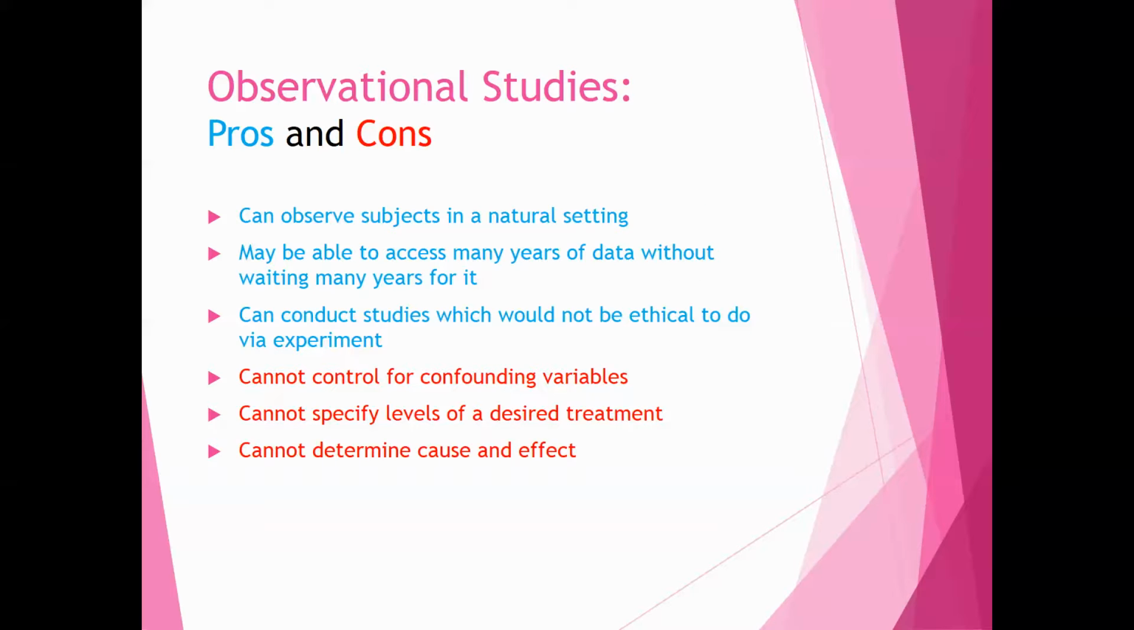So, pros and cons of observational studies. Observing subjects in a natural setting. This is called ecological validity. You may be able to access many years of data without waiting many years for it. And you can conduct studies which would not be ethical to do by experiment. Does illegal drug use cause students to flunk out of school? Can't do an experiment. On the other hand, with observational studies, you can't control for confounding variables. You can't specify levels of a desired treatment, and you can't determine cause and effect with certainty. It can be indicative, but it's just not as good as a randomized controlled experiment.